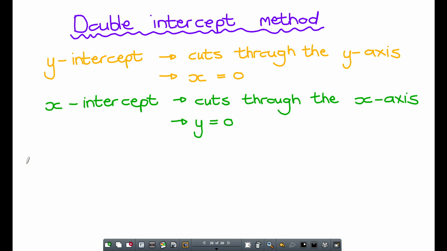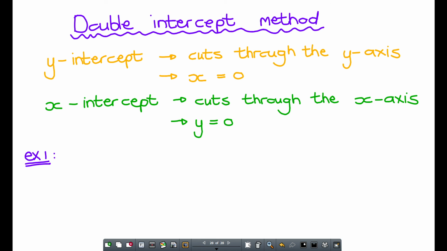So example 1. So basically, people, if I talk about y-intercept, I'm talking about where it cuts through the y-axis. And what do we know about that point? X will always be 0. Then, if I talk about x-intercept, it means where it cuts through the x-axis. And what do we know about that point? Y will always be 0.